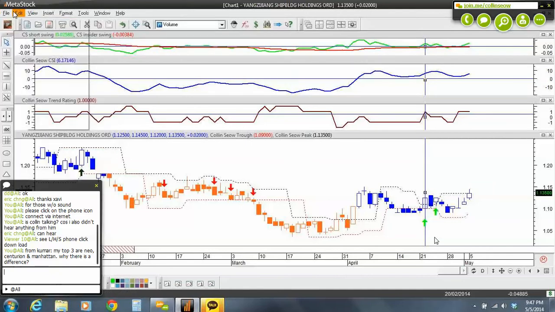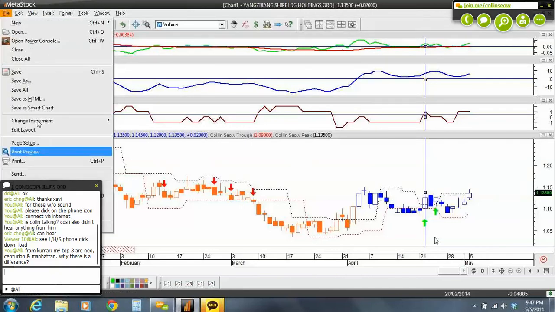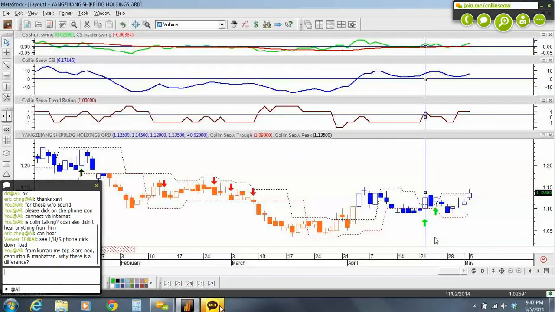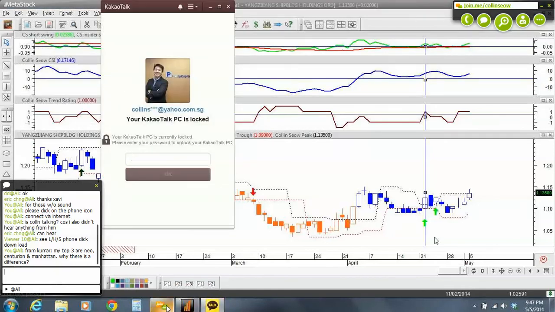Okay. So for Yang Zhejiang and SMRT, maybe you want to put it into our list. So what you do is you go to here, edit layout. So now you have one stock, SMRT. Add in the other stock, Yang Zhejiang, and put it into layout 1. You click on OK. Any question?